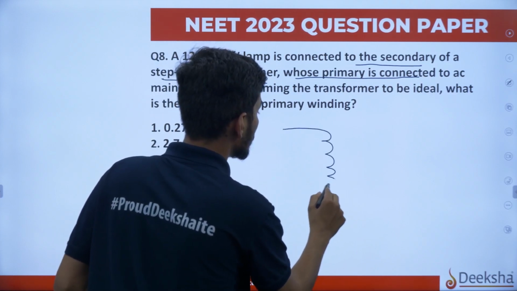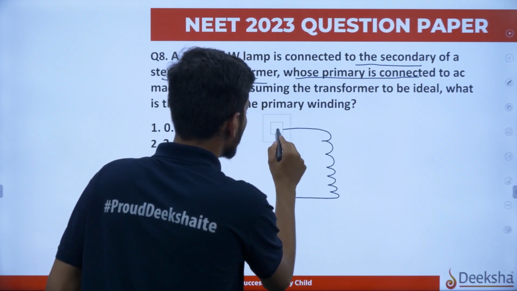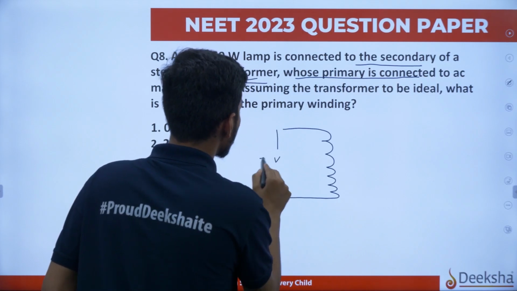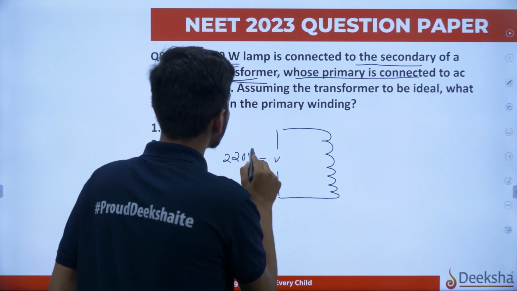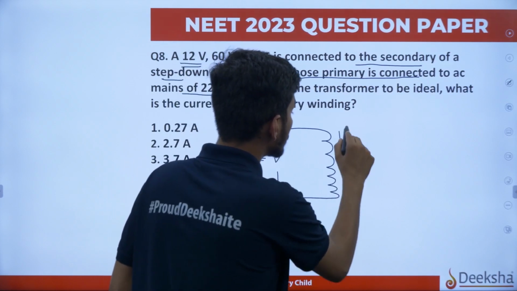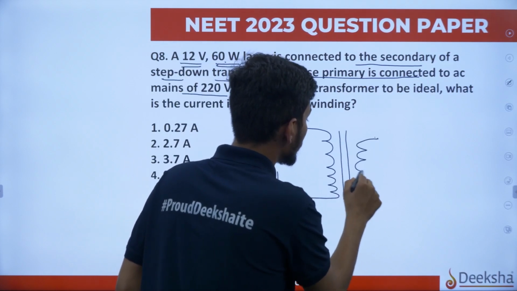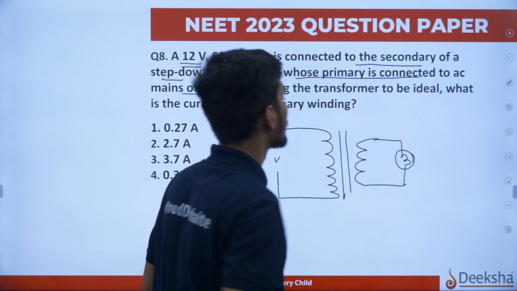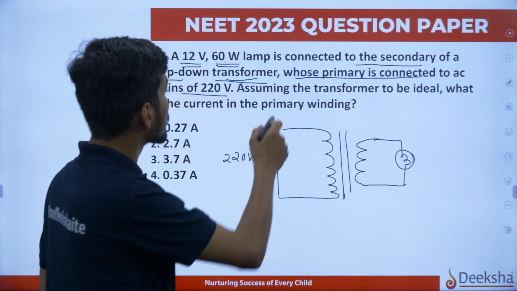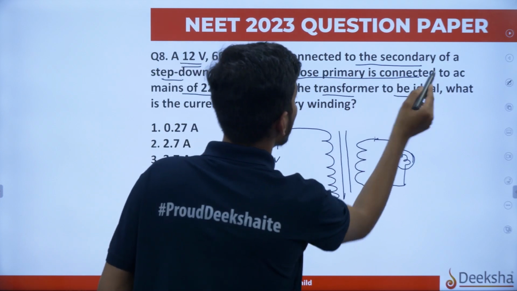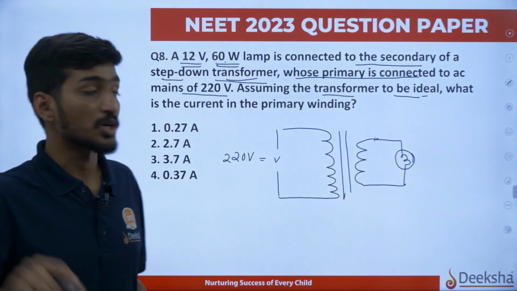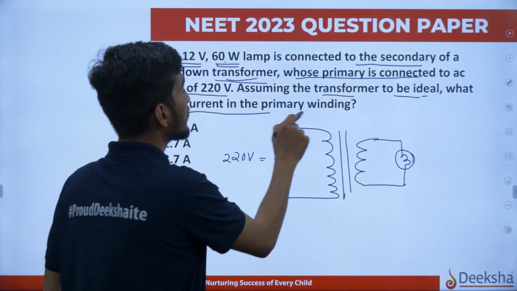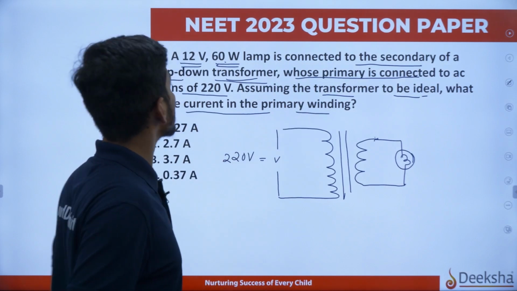So basically this is the primary. Potential here is 220 and this is the secondary, let's say. This has a lamp connected to it. Assuming the transformer is ideal. Ideal means there is no power loss. Then what is the current in the primary winding?